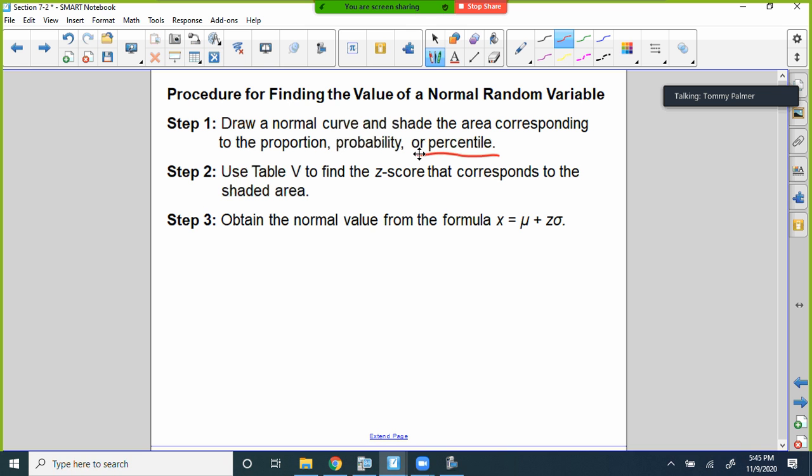Now, use the table to find the z-score that corresponds to the shaded area. On the problems, if it's referenced in the z-score, you're going to have that table so you can pop it up, right? So really, what does that look like?